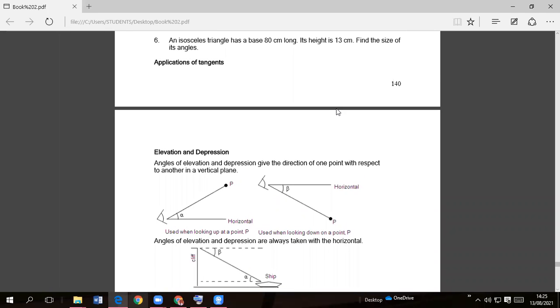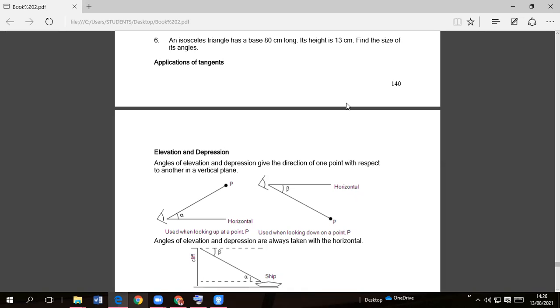Even very tall buildings like skyscrapers, they use mathematics. You don't need to get a tape measure and start measuring the building from the foot to the top. If they find you, they may think that you're mad. So it's all about the mathematics.